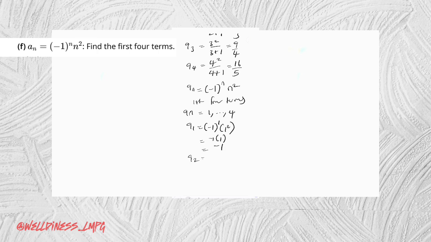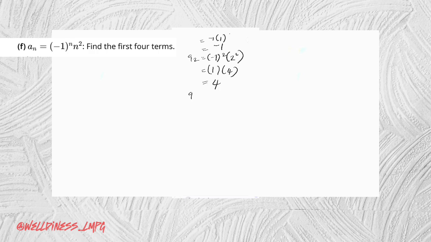Now for a2, all you have to do is substitute 2 anywhere you see n. So in this case, you are going to have minus 1 raised to power 2 times 2 squared. So minus 1 raised to power 2 is the same thing as minus 1 times minus 1, which will give you 1. And 2 squared will give you 4. So 4 times 1 will give you 4.